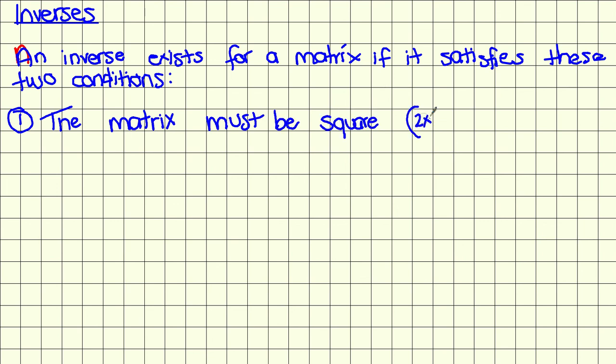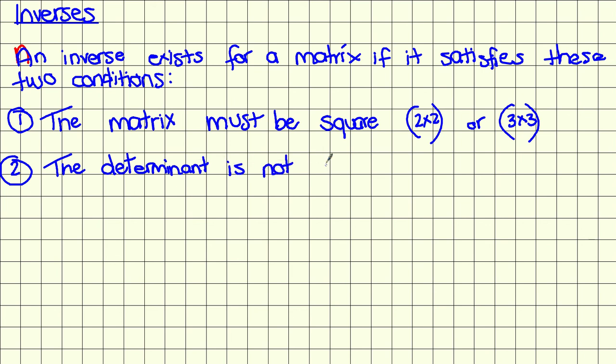Just going 2 by 2 or 3 by 3 and so on. So if you don't have a square matrix, the inverse and determinant will not exist. Okay, second part is the determinant is not equal to 0.